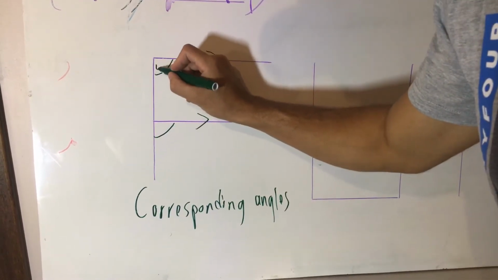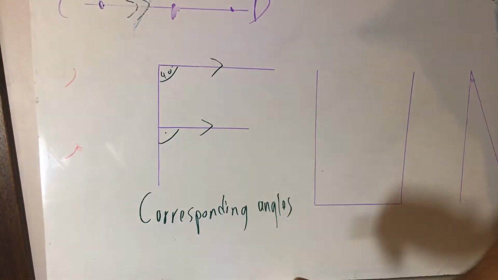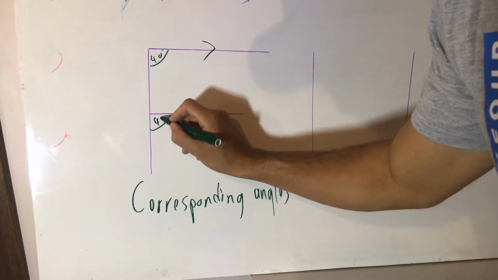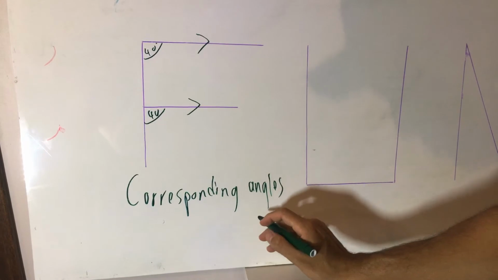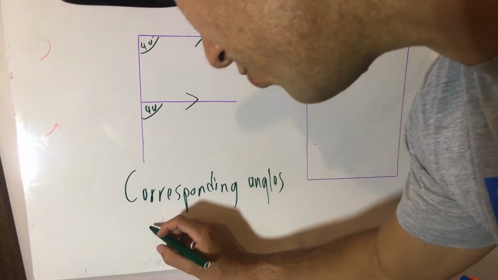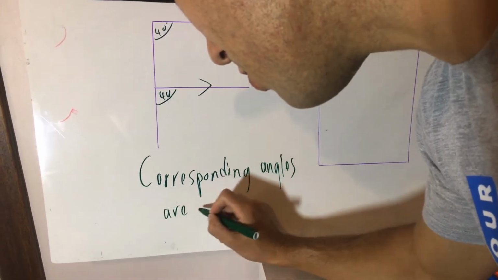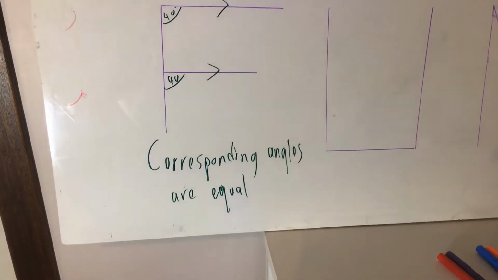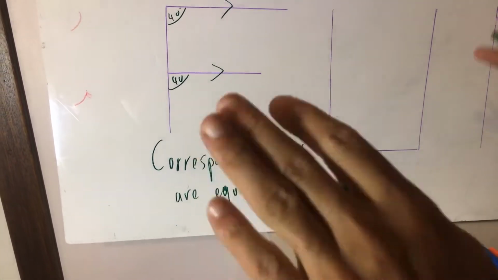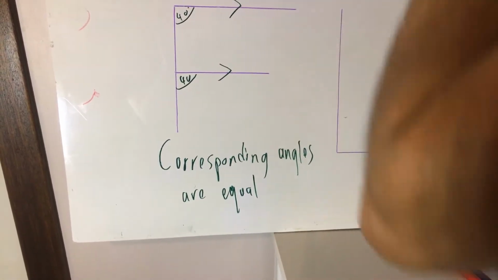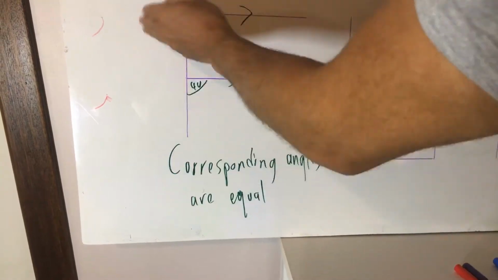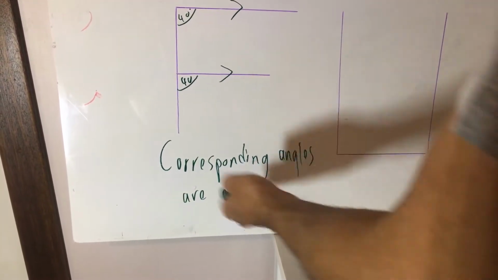So if this was 40 degrees, how much will that angle be? That angle will also be 40 degrees. So corresponding angles, what we need to say for corresponding angles, are equal. Okay, so now you'll freak out a little bit. You'll say, okay, sir, now what do you mean? So all I want you to know for starters, whenever I see in any diagram parallel lines and the transversal.